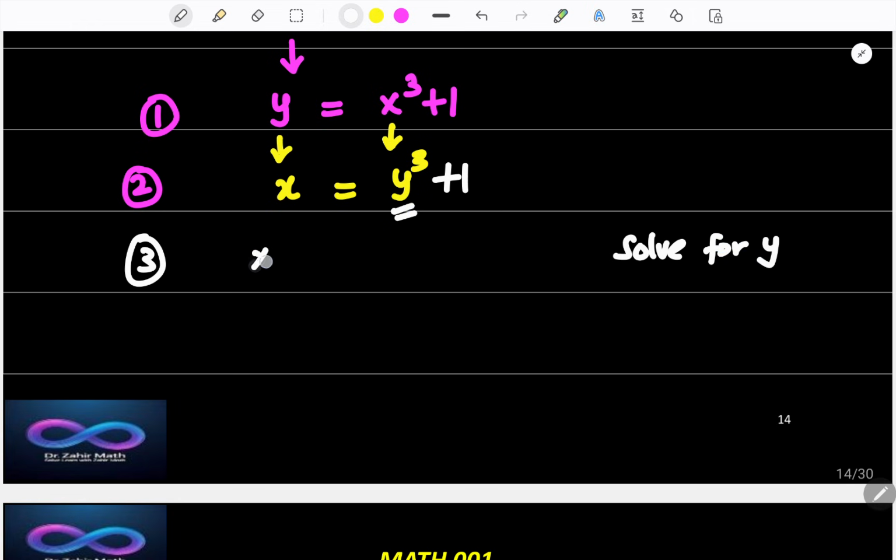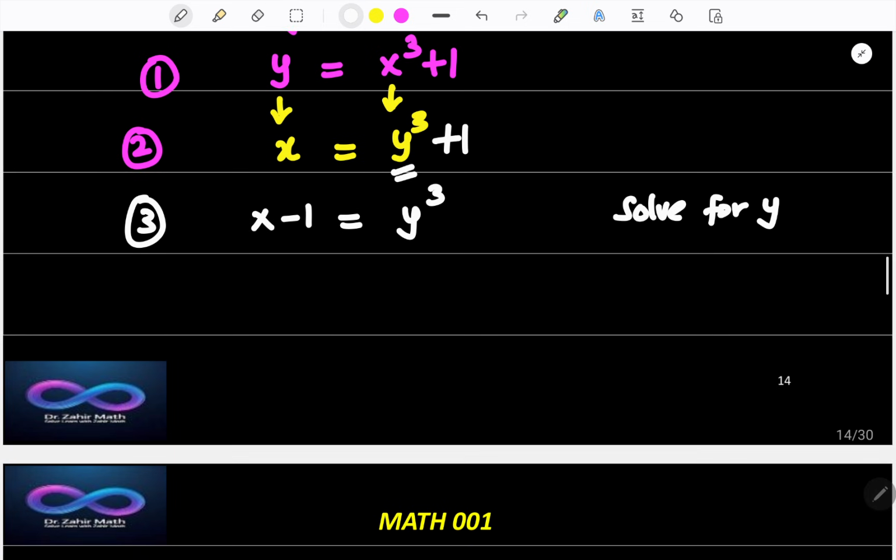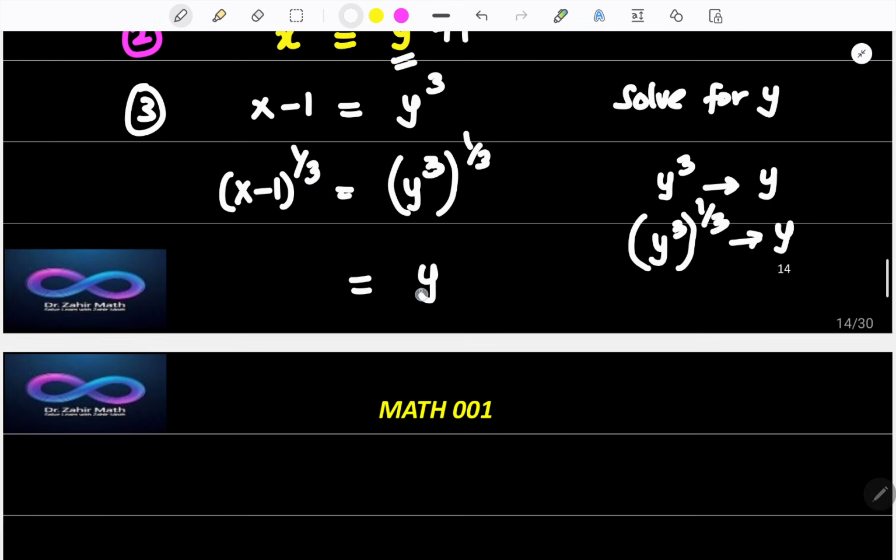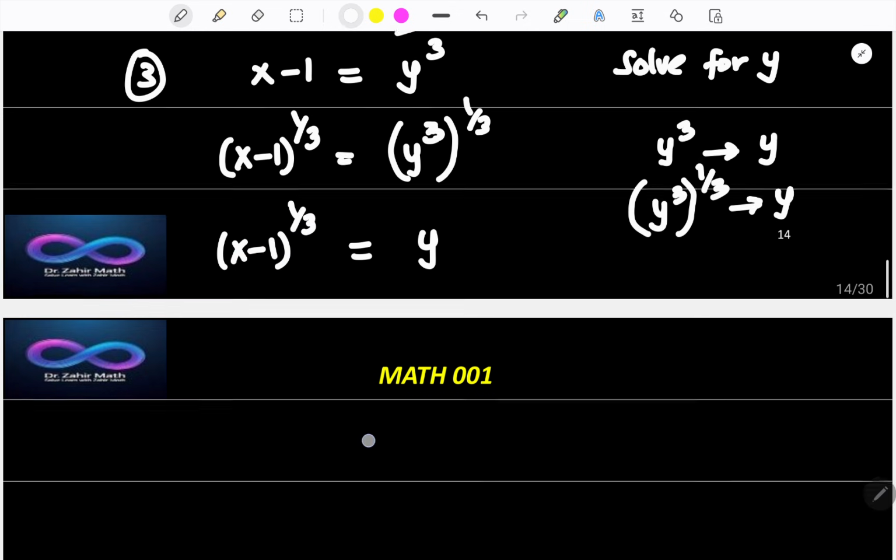So y is here. x minus 1 equals y to the power 3. I want y. So y to the power 3, I want y. What should I do? y to the power 3 to the power of what? 1 by 3 will give you y. So y to the power 3 to the power of 1 by 3, right? Which is equal to, on both sides, to the power of 1 by 3. So this equals y and this equals x minus 1 to the power of 1 by 3.